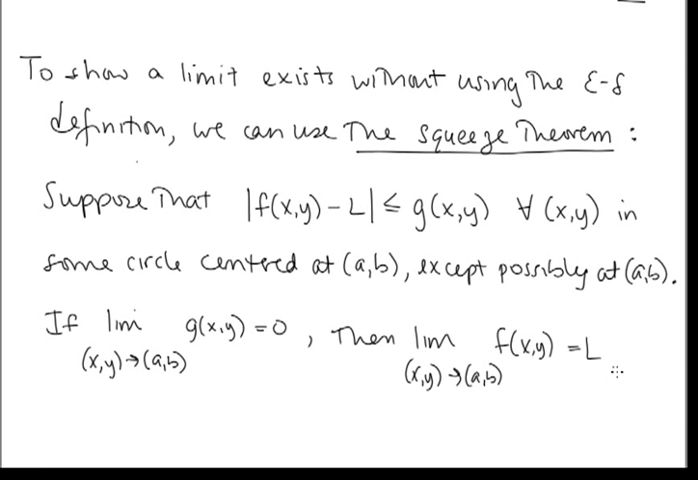So what does all of this mean? We're trying to show that as (x,y) goes to (a,b), f(x,y) goes to L. So we need to show that this difference in absolute value is going to 0. Well, if we know that this difference in absolute value is less than some other function value that goes to 0, it must also go to 0. It's less than something that is going to 0, so it must also go to 0. And that's how the Squeeze Theorem is used.